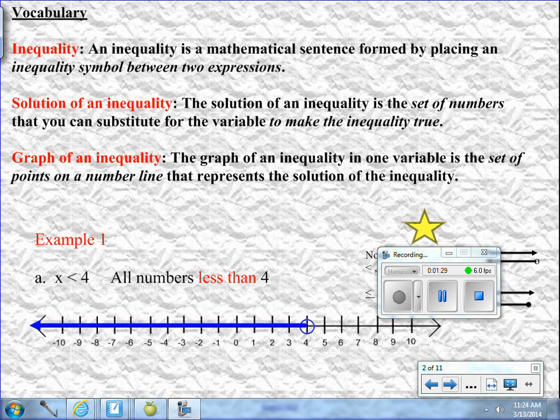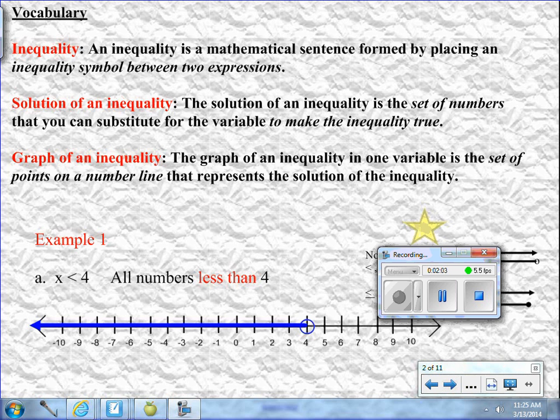Vocabulary. These are the terms that you're going to be seeing in this lesson. An inequality is a mathematical sentence. It's formed by placing an inequality symbol between two expressions. It's different from an equation because that's a mathematical sentence with an equal sign in it. Solution of an inequality: the solution of an inequality is the set of numbers that you can substitute for the variable to make the inequality true.